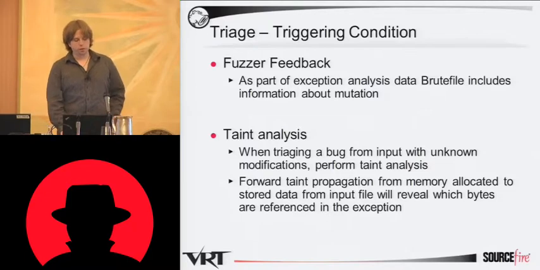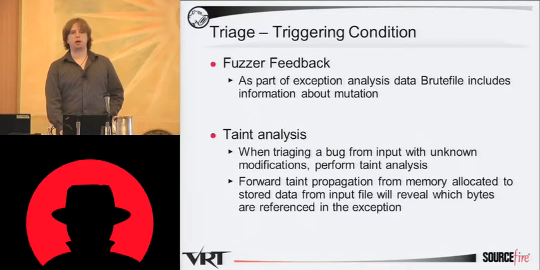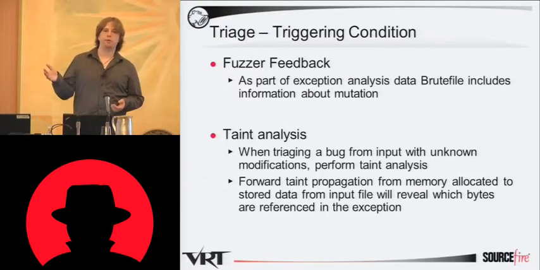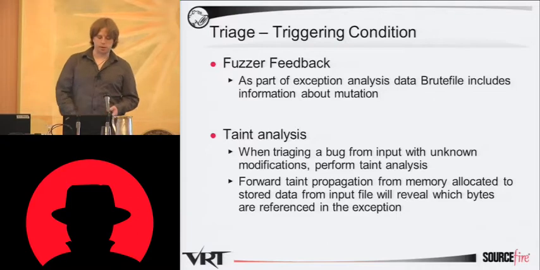Finally, the triggering conditions. As I already mentioned, the brute file will tell us the modifications that it did. With the taint analysis, you can also determine, if you find the location of the code that led to the crash, well, obviously, then you'll know the byte offset that was propagated from that original file read down to the location that it crashes at.